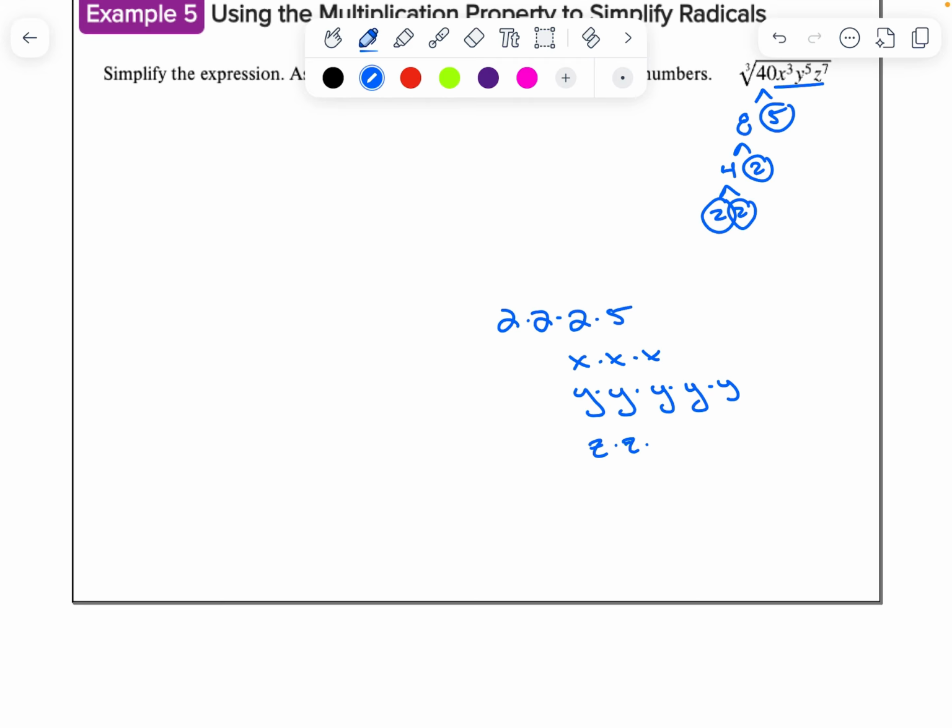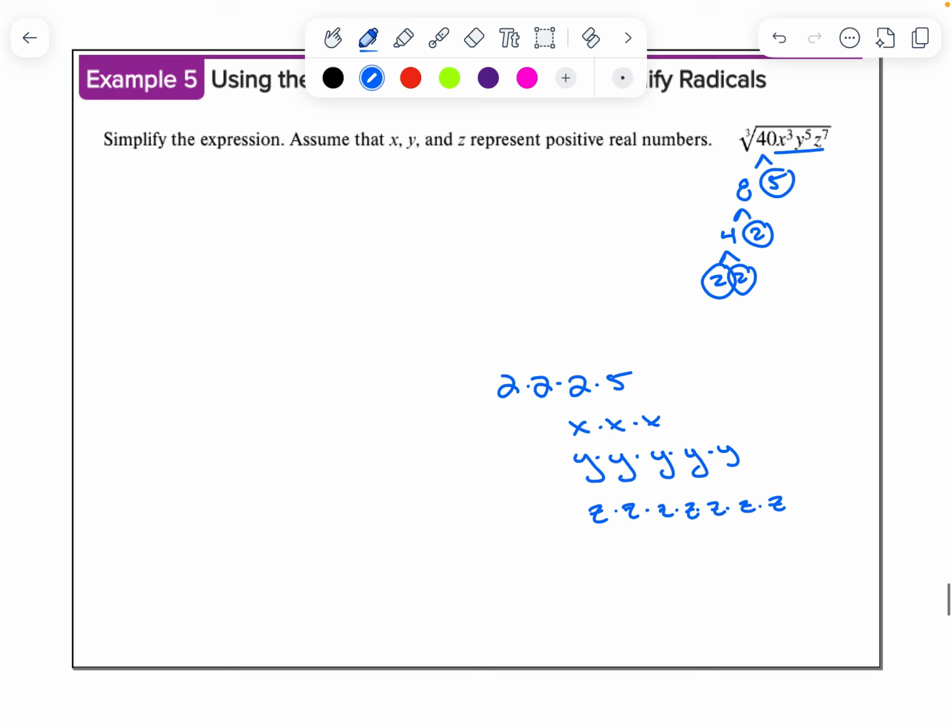1, 2, 3, 4, 5, 6, 7. All right, how many in each group am I looking for? Since the index here is 3, I need 3 per group. And so I have a group of 2's, x's, y's, z's, and in fact another group of z's.